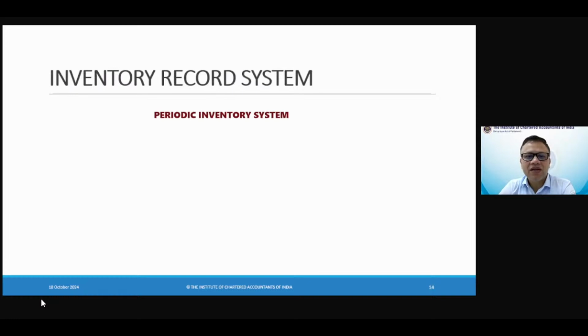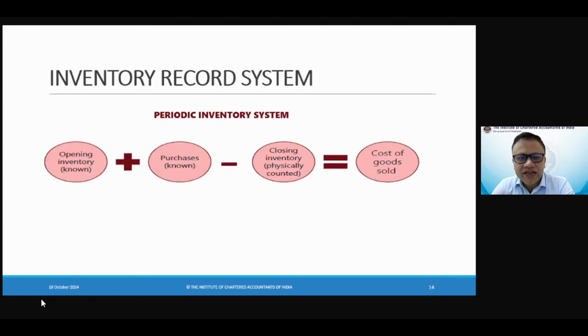Now, inventory record systems. Once you know about the cost and net realizable value, how do you record it? I think you'll have studied it, but I'm still giving a brief glance at this. There is something called periodic inventory. Normally, small enterprises do it. They have small purchases, and they can keep track of and control their inventory.